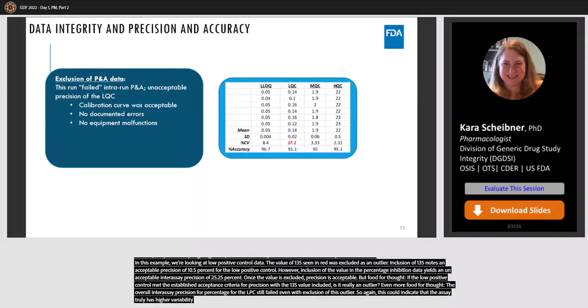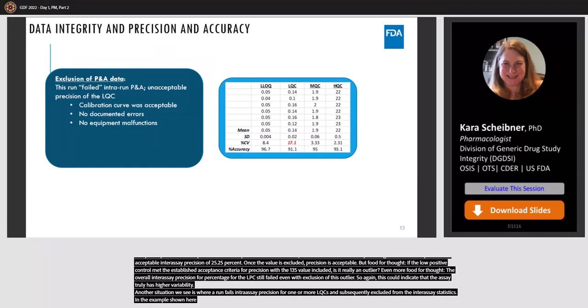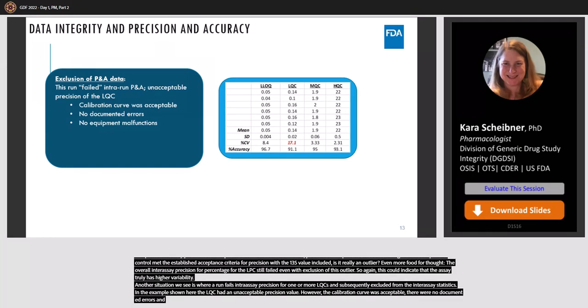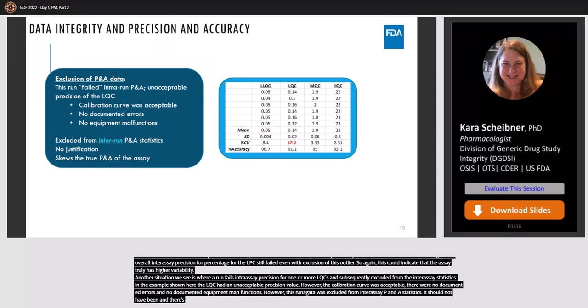Another situation we see is where a run fails intra-assay precision for one or more PNA QCs, and then is subsequently excluded from the overall inter-assay precision statistics. In the example shown here, the LQC had an unacceptable %CV or precision value. However, the calibration curve was acceptable, there were no documented errors, and there were no documented equipment malfunctions. However, this run data was excluded from inter-assay PNA statistics. It should not have been, and there was no justifiable reason to exclude this data.